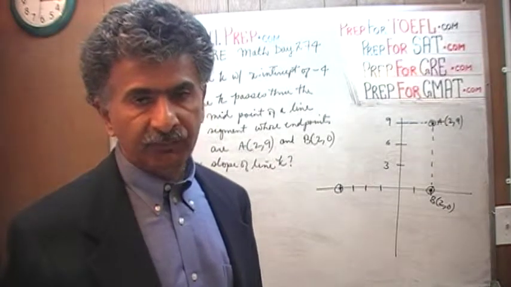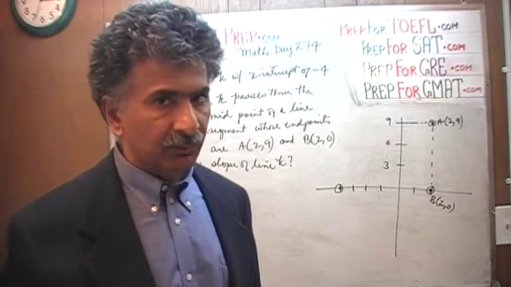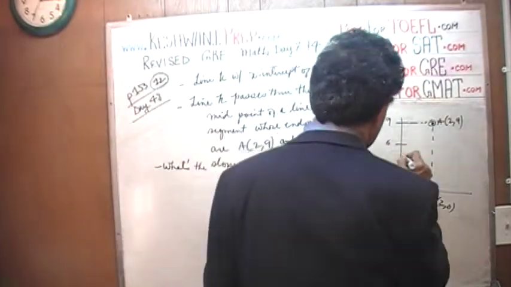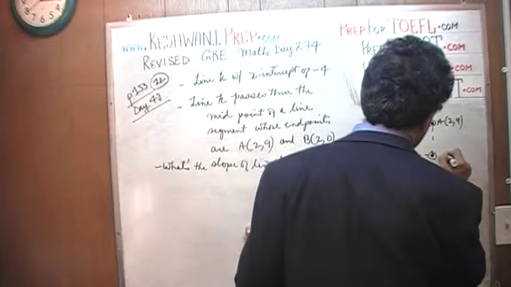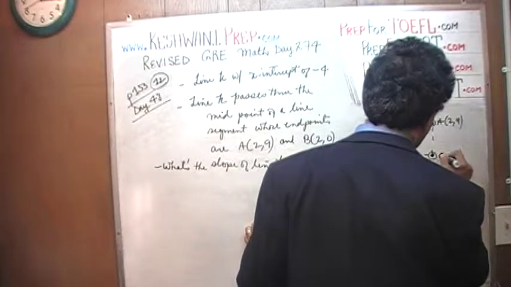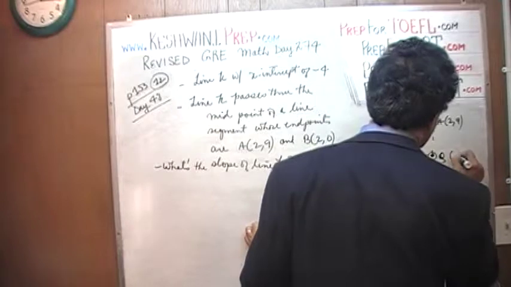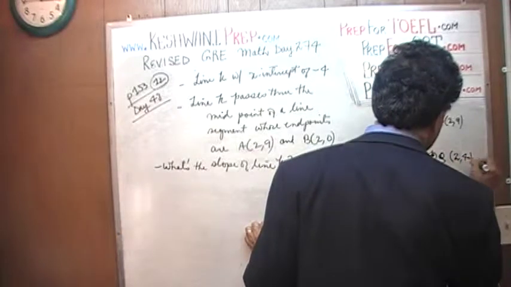Well, you just take half of the distance. 0 to 9 is 9 units. Half is 4.5. Half of that is 4.5 right here. Let's call it point Q. So this one has a 2 and a 4.5.